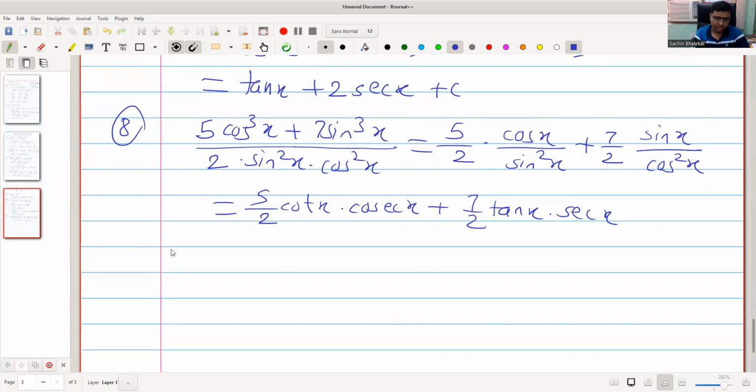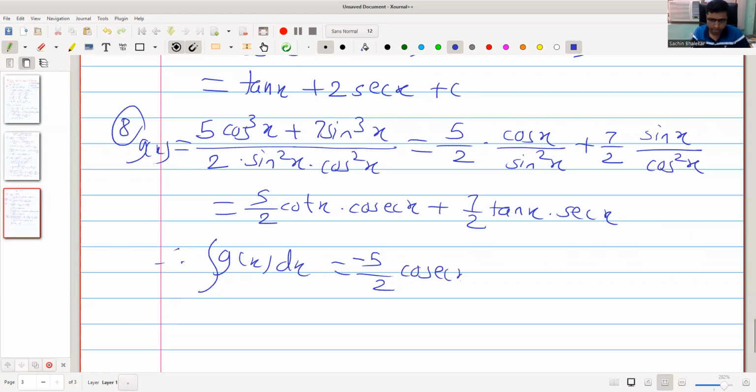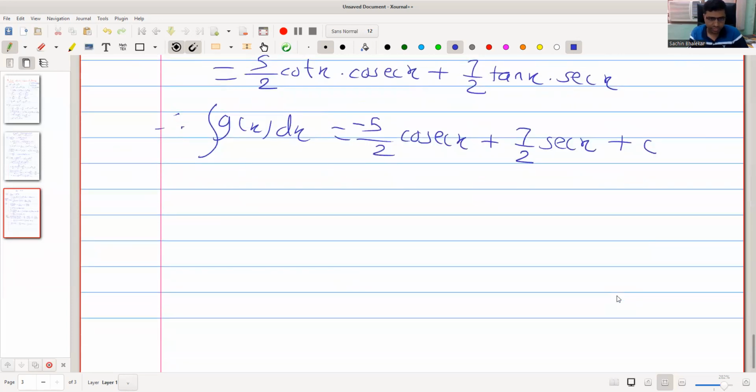Okay, so therefore integral of this function, let me call this g of x, so that integral g of x dx equals 5 by 2 integral cot x into cosec x, so it is minus cosec x, so minus sign is here, plus 7 by 2 into integral tan x sec x, it is simply sec x plus c. Okay, so this is the required answer. Next example.